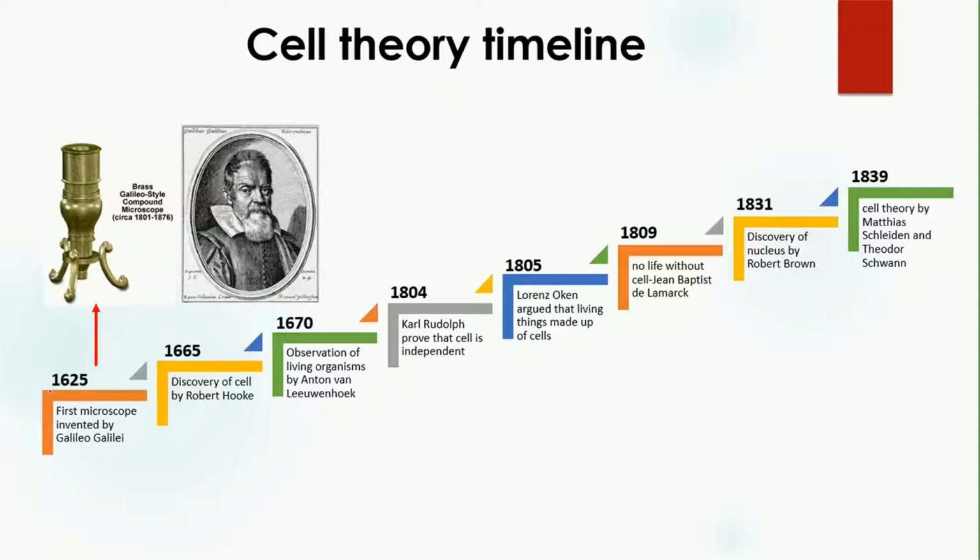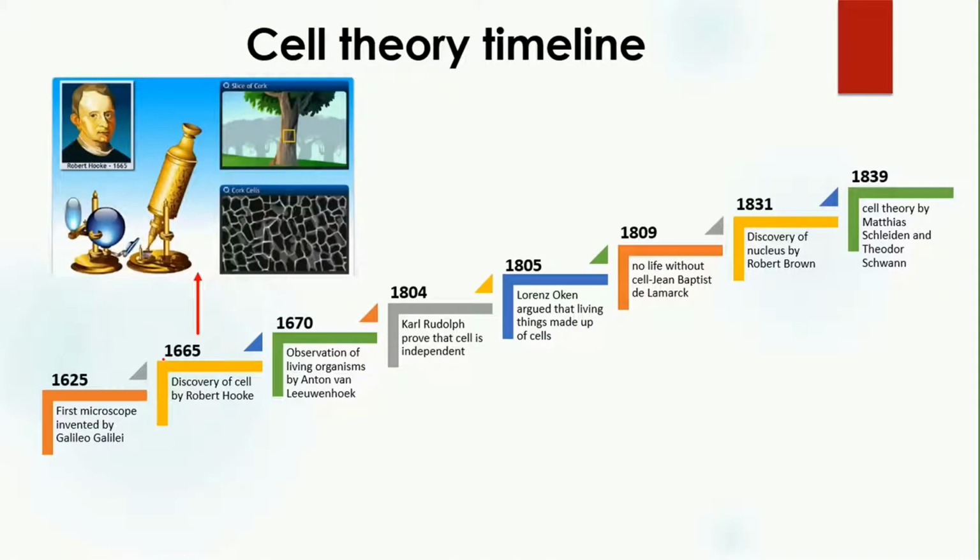In 1625, the first microscope was invented by Galileo. In 1665, Robert Hooke discovered the cell. He was actually studying a section of cork under his self-made microscope, and he observed small honeycomb-like compartments which he called cells. He described a cell as the space which is bounded by a thick cell wall.